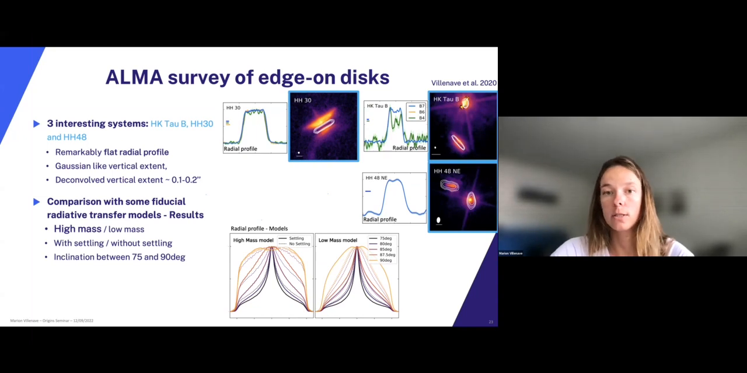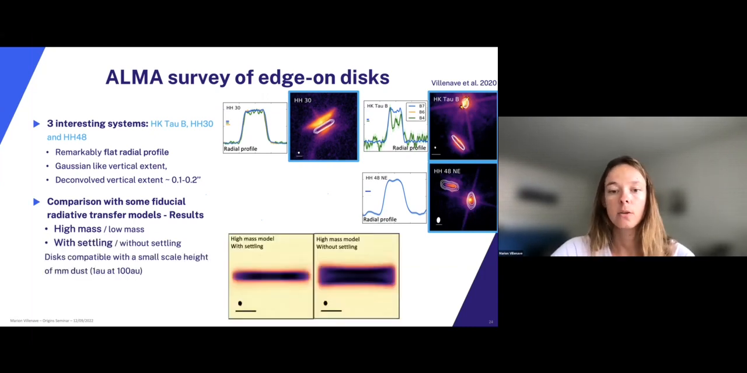So this is why we concluded that our disk must be closer to the high mass model. From this, we compared what the high mass model looks like with and without settling, which is shown here. You can see that there is a very clear difference between with and without settling.